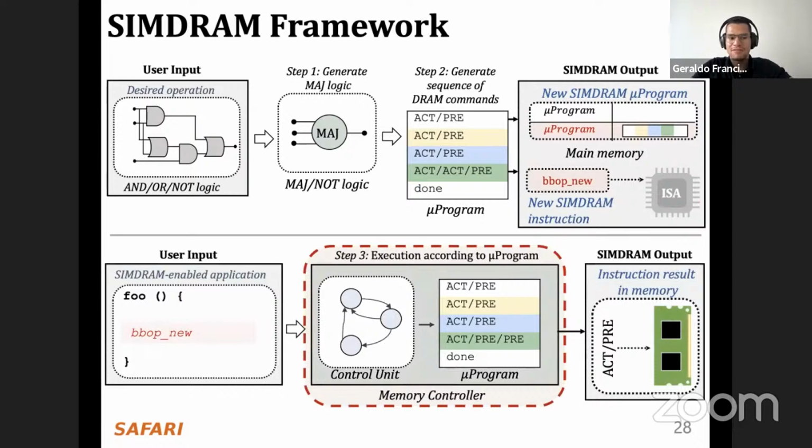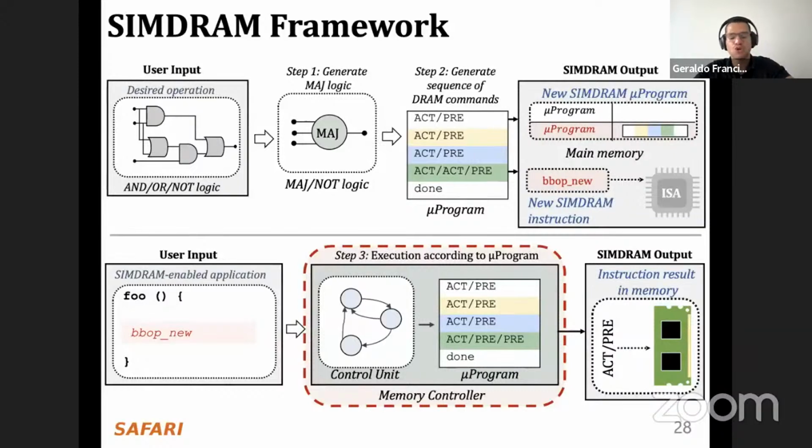Then we have the third step, which is going to be done during the execution of the application. For that, the user is going to use the bbop operations in the application. And this is going to trigger what we call the control unit, which is stored in the memory controller. This control unit is going to execute those series of DRAM operations in order to execute the operation that the user required, completely transparently from the user, other than the fact that the user needs to include the bbop operations in the application itself.